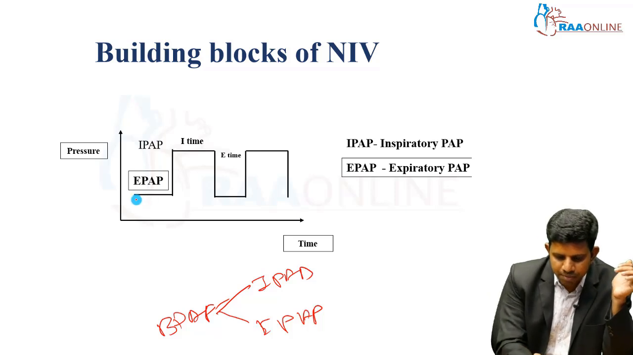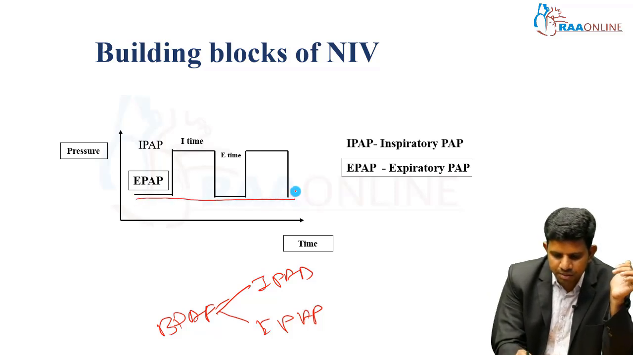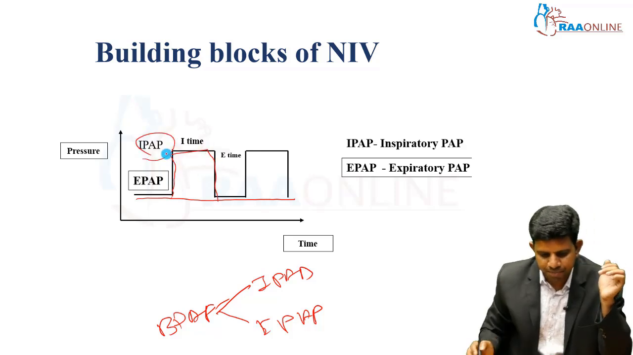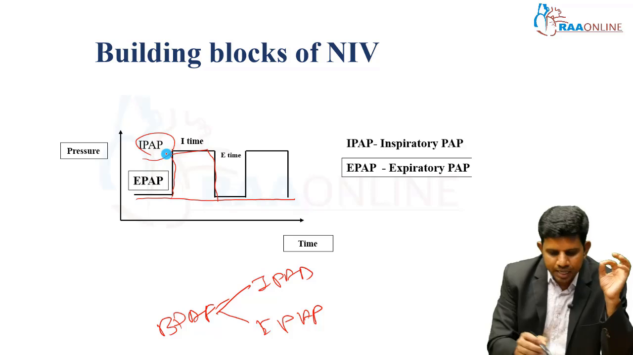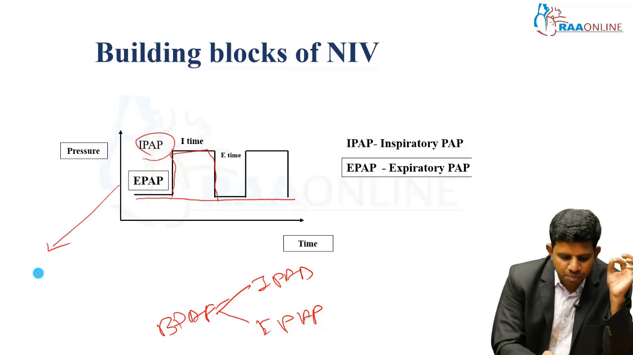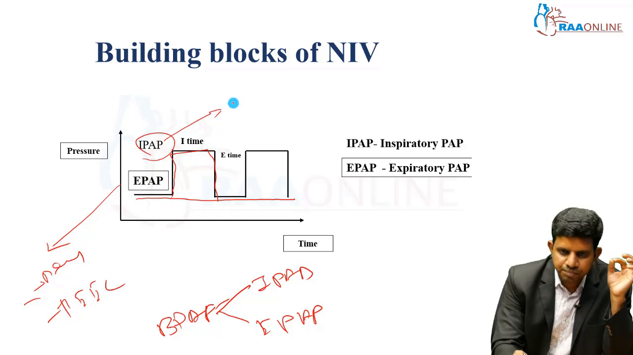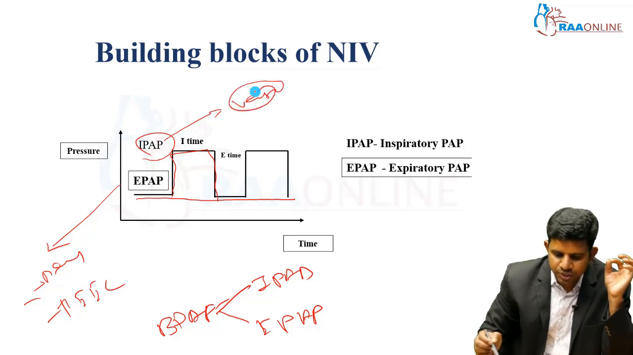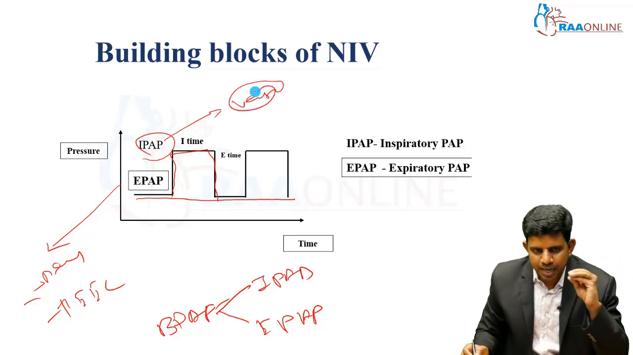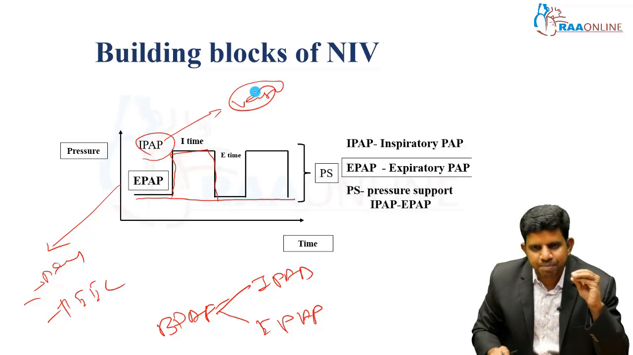See here, this EPAP will be there during both inspiration and expiration. During inspiration, this additional pressure is delivered. It's called IPAP. I already told you EPAP has two benefits. One is opening up the upper airway, splinting my upper airway. Second is increasing my end expiratory lung volume. The IPAP is mainly for ventilation. The difference between IPAP and EPAP is called pressure support.